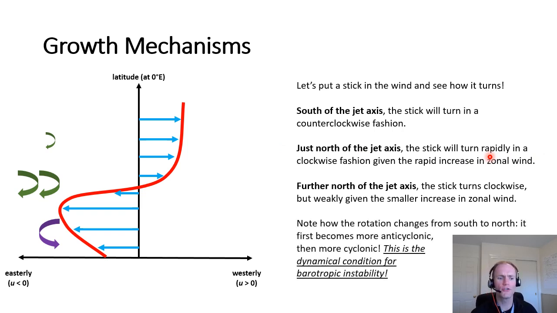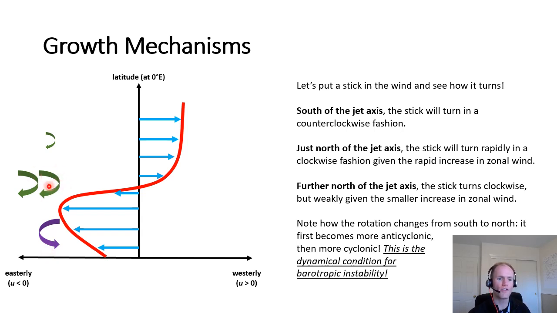So in terms of barotropic instability, what we're really interested in is not this particular cyclonic or this particular anticyclonic rotation, but how it changes as you go from south to north. So if we go from south of the jet axis to north of the jet axis, we go from something cyclonic or positive to something anticyclonic or negative in terms of the sense of that rotation. So we go cyclonic, positive to negative, so we're decreasing.